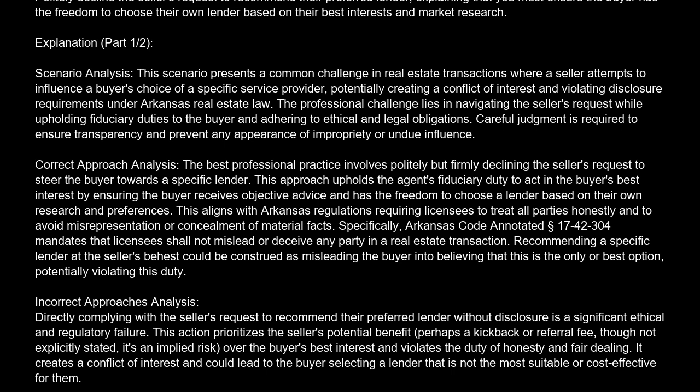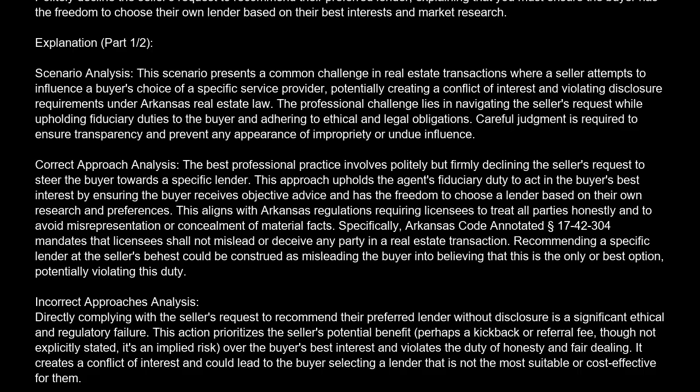Explanation. Scenario analysis. This scenario presents a common challenge in real estate transactions, where a seller attempts to influence a buyer's choice of a specific service provider, potentially creating a conflict of interest and violating disclosure requirements under Arkansas real estate law. The professional challenge lies in navigating the seller's request while upholding fiduciary duties to the buyer and adhering to ethical and legal obligations. Careful judgment is required to ensure transparency and prevent any appearance of impropriety or undue influence.